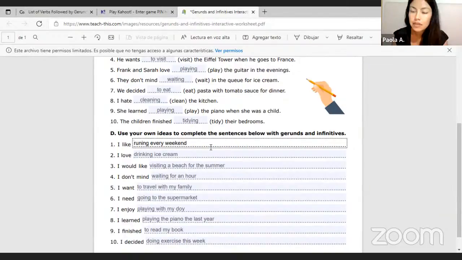All right. I love drinking ice cream. I think that the correct verb is eating. Yes, it could be eating. Yes, that is my question. In Spanish it's tomar helado, or beber, right? But in English, it's eating. Eating. Okay.